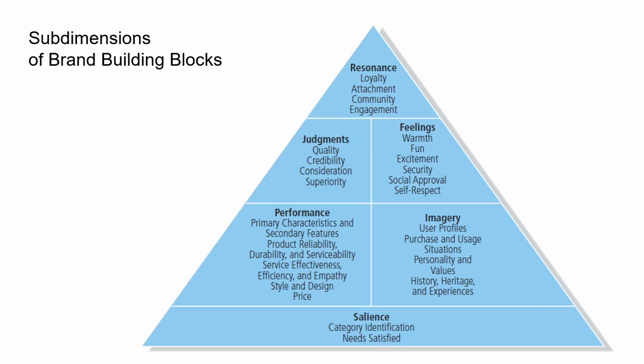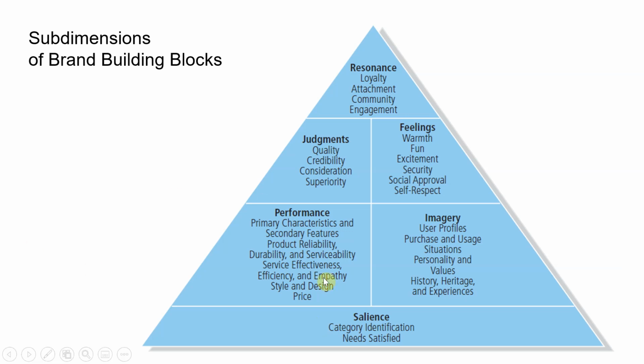And there are more detailed subdimensions of brand building blocks. The first step, brand identity, the building block salience, we have category identification and needs satisfied. The basic association should satisfy the basic needs of the target segment, and they need to identify their basic category, like product category, right? For example, Red Bull, the brand, right? Red Bull is an energy drink. So they may state the product category in the initial stage of their promotion.